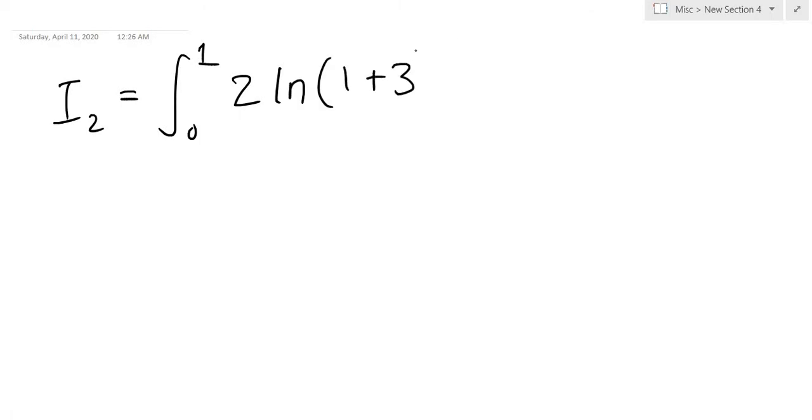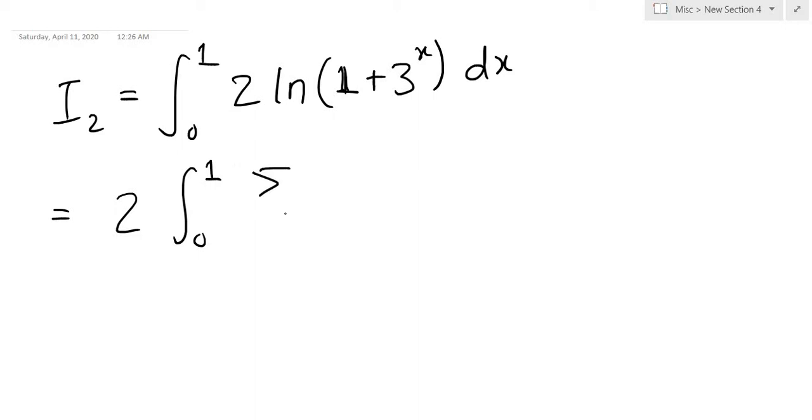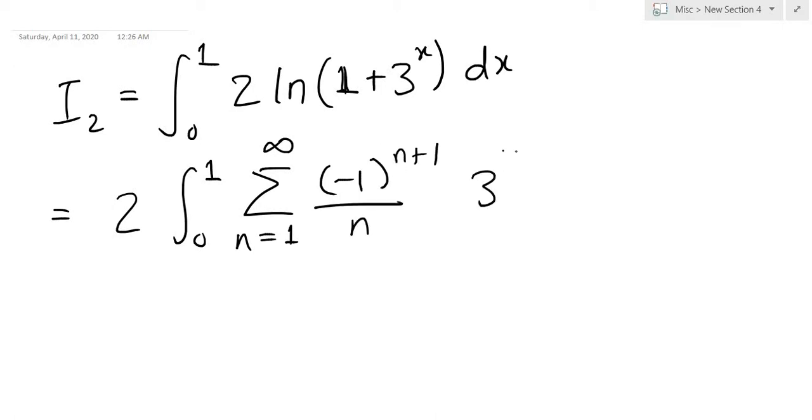So we have I2 defined as the integral from 0 to 1 of 2 times the natural log of 1 plus 3 to the x power dx. Now the best part is, since we already have a 1 here, this fits well with our Taylor series expansion for the natural log function. So we can simply write this as the integral from 0 to 1 of the infinite sum n equals 1 to infinity of minus 1 to the n plus 1th power over n times 3 raised to nx, dx.